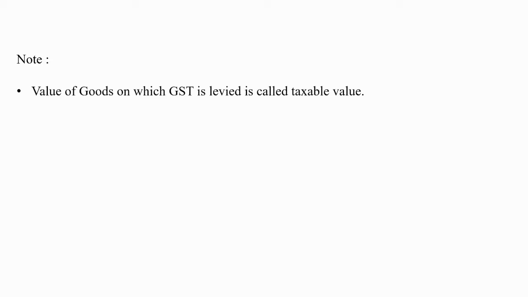Now let us note a few points here. The value of goods on which the GST is levied is called the taxable value. The value of goods, we can also call it the cost price. So the cost price of that particular good is also called the taxable value. Second, the total value or invoice value is the value with GST. So the total value, also called the invoice value, will be the cost price or the taxable value along with your GST.